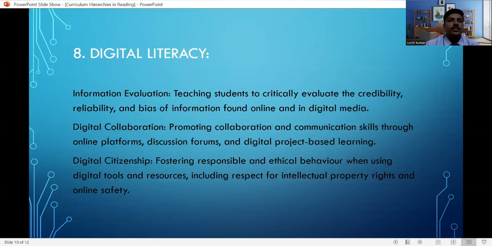The eighth stage is digital literacy. Information evaluation, digital collaboration, and digital citizenship are all part of digital literacy. Information evaluation means teaching students to critically evaluate the credibility, reliability, and bias of information. The second, digital collaboration, promoting collaboration and communication skills through online platforms, discussion forums, and digital projects. Third is digital citizenship, fostering responsible and ethical behavior when using digital tools and resources.